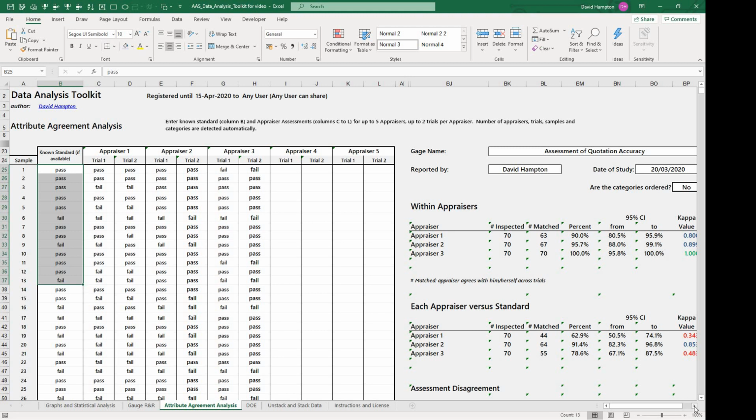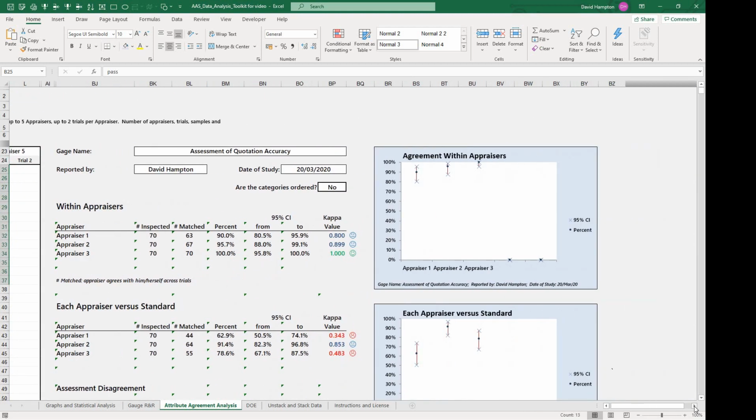Moving along from the data entry to the analysis, the first thing the toolkit does is look at the performance of the appraisers in agreeing with themselves. So in this case we can see that there's a total of 70 individual items. Somewhere between 50 and 100 is recommended, and we can see that they got them right most of the time.